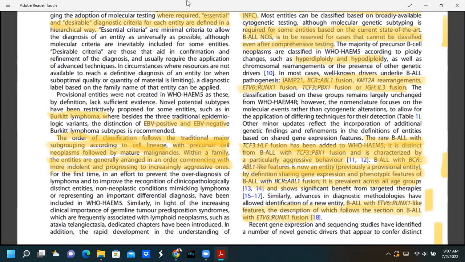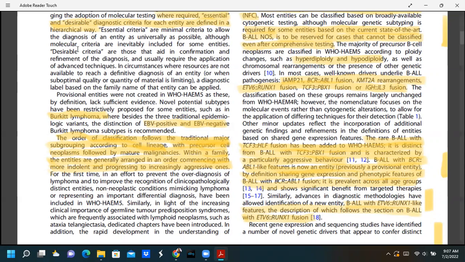Gotcha. Okay. And some of the nomenclature itself is based on the molecular. So if you are going to name it as that, then definitely those molecular markers become the essential criteria too, right? So as we go forward with the classification, we'll read what exactly they mean by essential and desirable criteria.